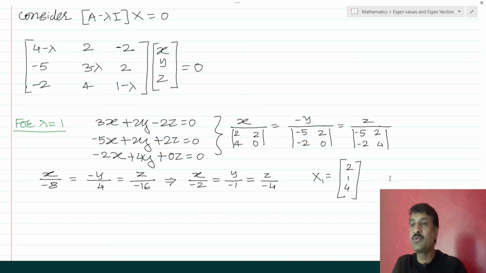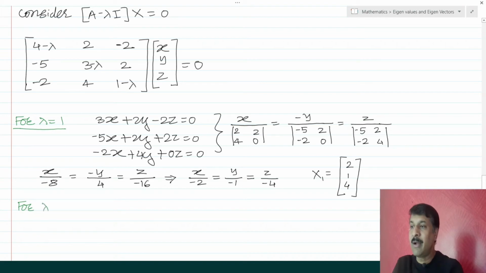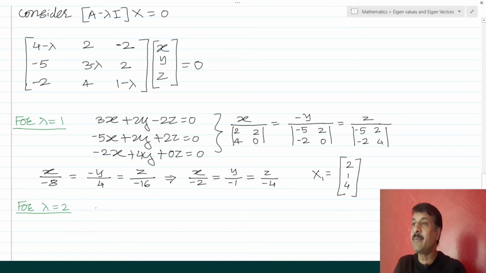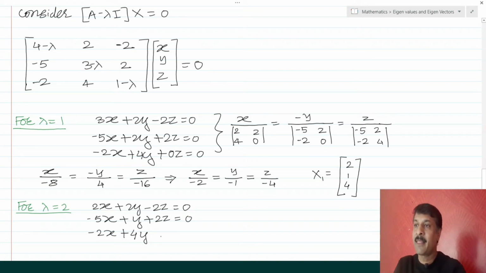Similarly for lambda equal to the second value. So lambda equal to 2. So what are the equations? So similarly for lambda equal to 2, what are the equations? Again I will put here in this matrix the lambda value 2. So I am getting three equations. So which are these? Now 2x plus 2y minus 2z equal to 0. Minus 5x plus y plus 2z equal to 0. And minus 2x plus 4y and 1 minus 2, that is minus z equal to 0.